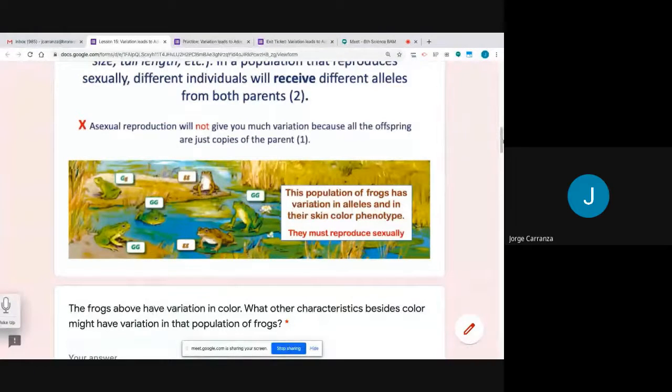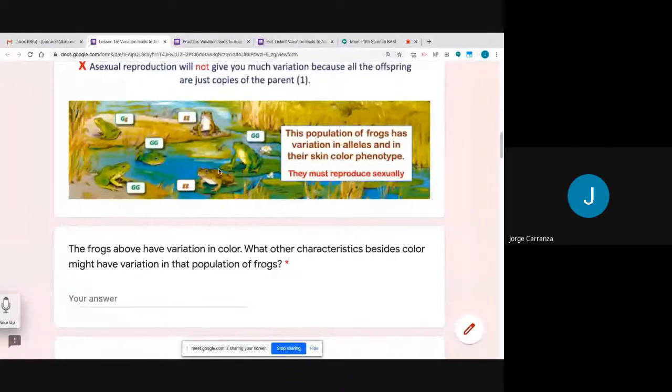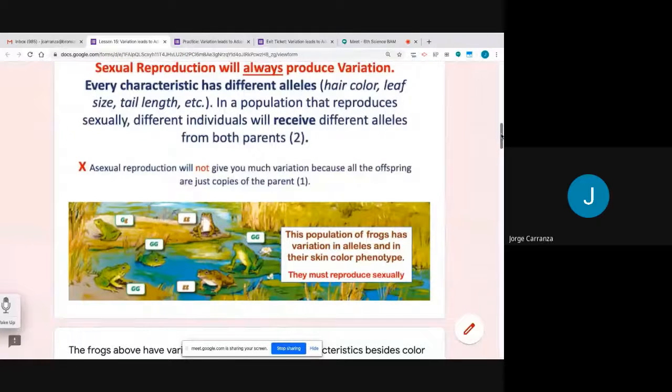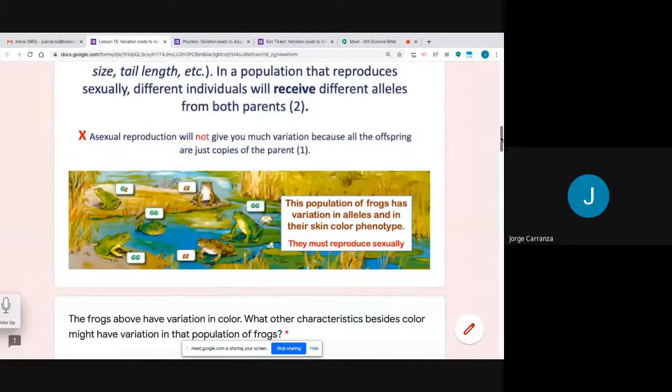And there is a question that follows that asks, do you think their characteristics, aside from skin color, might be different too? The answer is up to you, but I'm just telling you, sexual variation not only involves one gene, not only one characteristic like skin color, it involves every single gene that you have in your body. So when we say humans have variation, we don't only say eye color, hair color, and that's it. We mention every single one of the 20,000 genes in your body, which has different alleles that everybody has a different combination of.